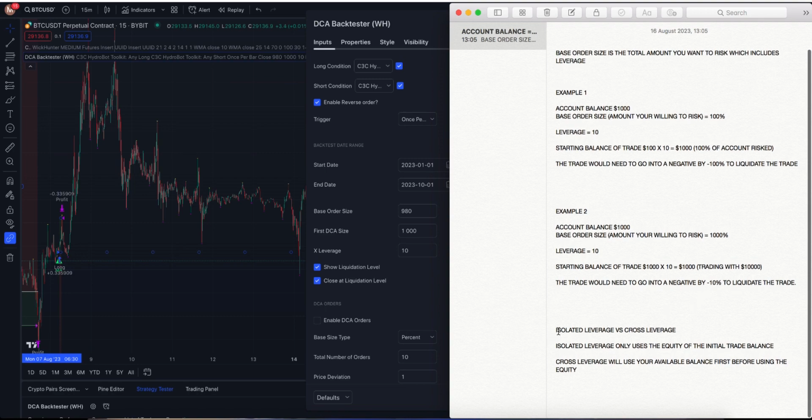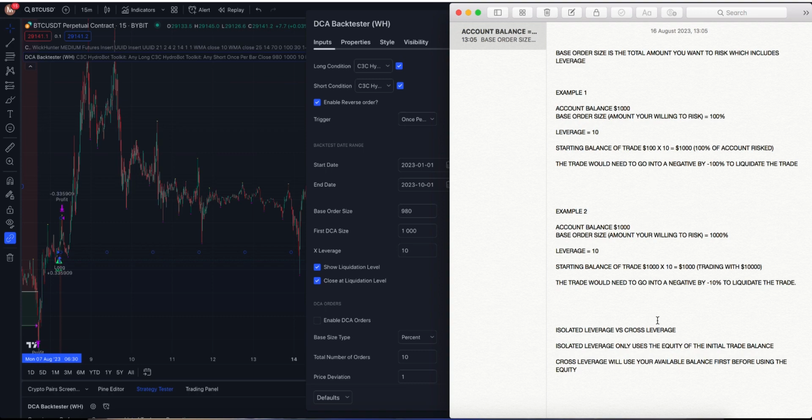The difference between isolated leverage and cross leverage. On reversals, we'd use isolated leverage, and some of you might know, for the Ultrabot users, we use cross leverage. So isolated leverage only uses the equity of the initial trade balance. So if we use $1,000 as our base size and it starts going into a minus, it will use the starting balance of $1,000. So it would have to get to a minus $1,000 to liquidate you in this case.